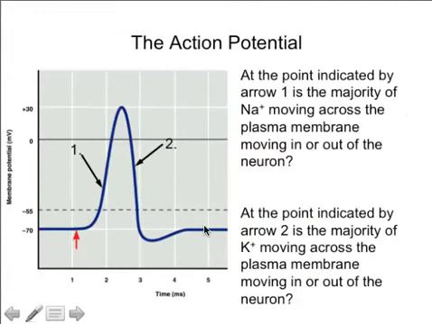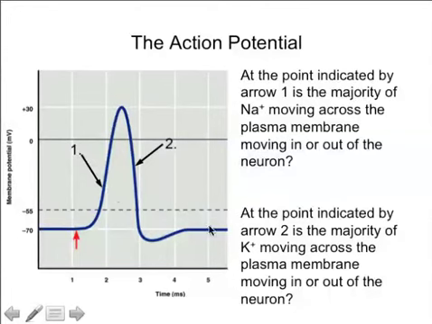Okay. Next question. At the point indicated by arrow number 1, is the majority of sodium moving across the plasma membrane in or out of the neuron? And the answer is the majority of the sodium indicated by arrow number 1 here is moving in. Okay. The sodium gates are open. The sodium is rushing in.